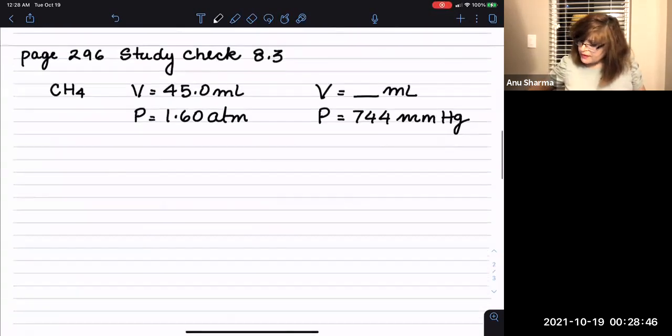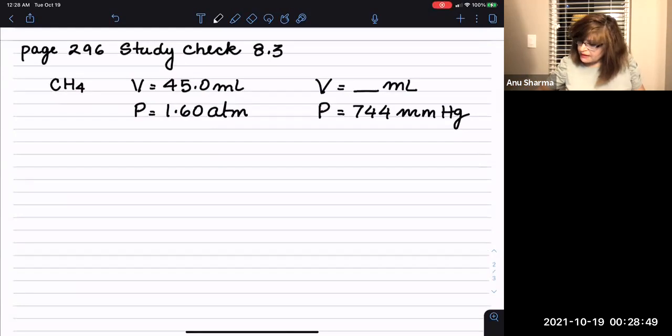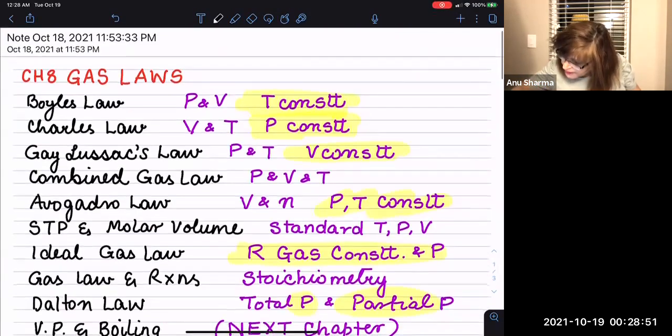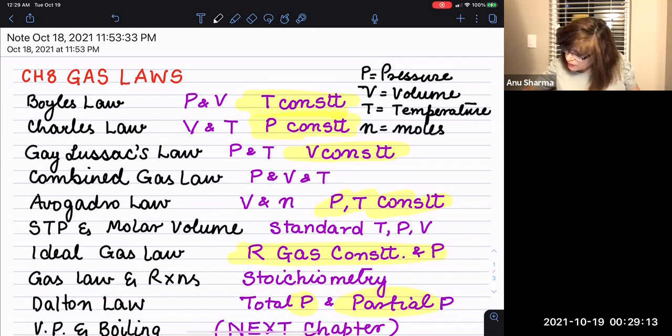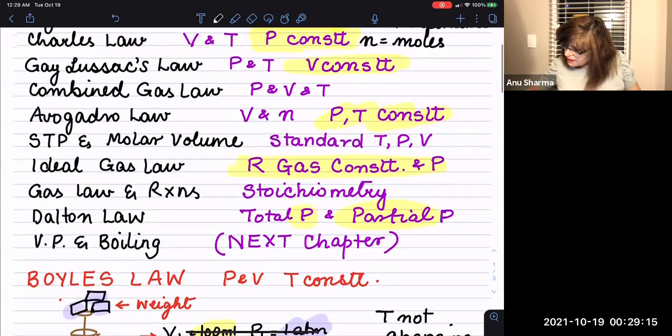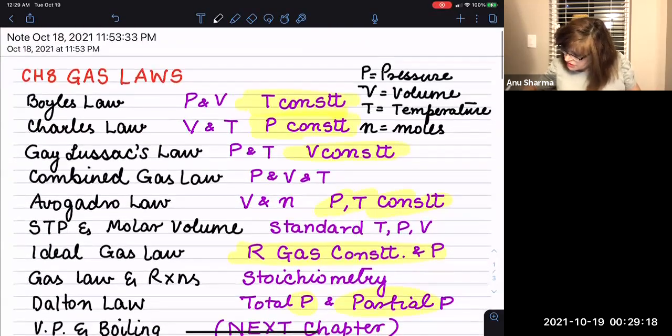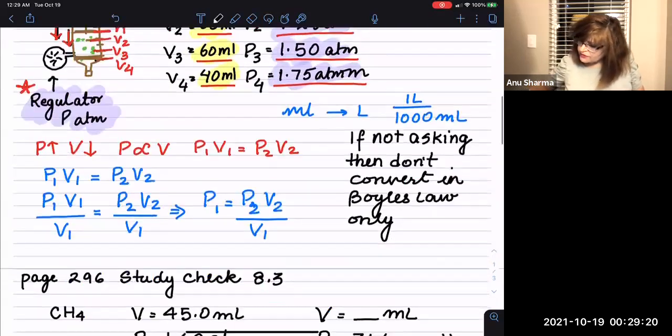Now, something I'm going to write down here: P is for pressure, V is for volume, T is for temperature, N is for moles, and R is the gas constant. These are the basic things.